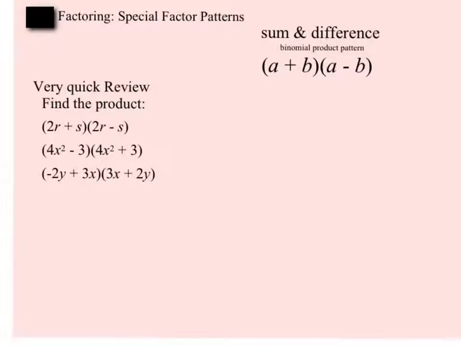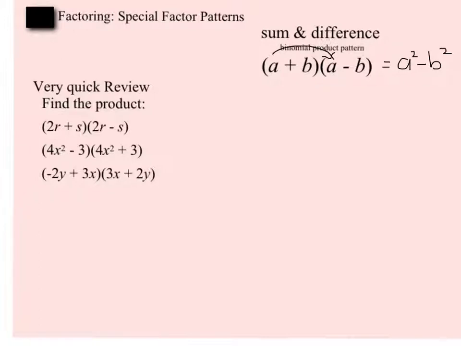Here we have a video on our special factor pattern, the sum and difference pattern. Remember, the sum and difference pattern, when you distribute this out, becomes a difference of two perfect squares, a squared minus b squared. You can FOIL this out really quickly to check.